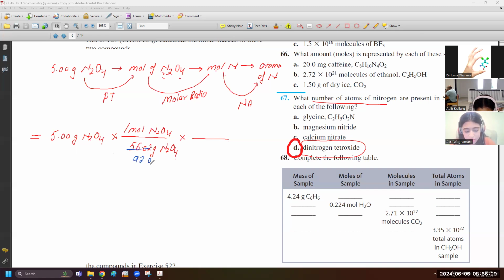92 grams. Two times 14 plus 4 times 16. That's the reason, girls. I'm telling you, go slow, take baby steps, write down things like this. It's not going to take time, but if you make an error, it's going to take double or triple time to correct it. Yeah, it's 92.01, correct? How much have you taken for oxygen?